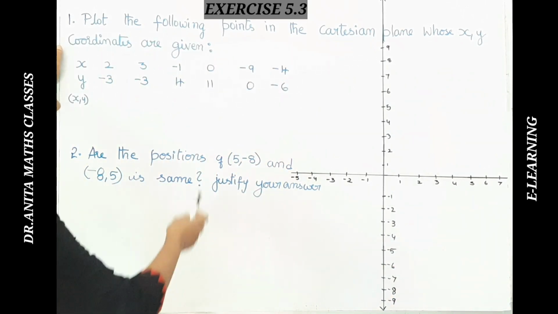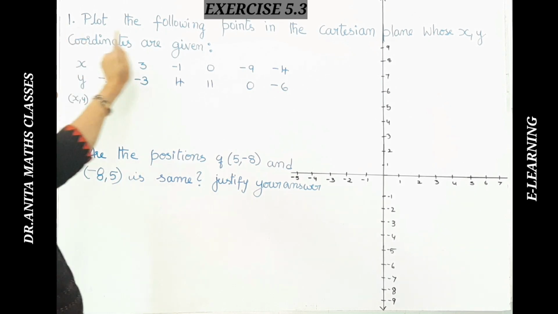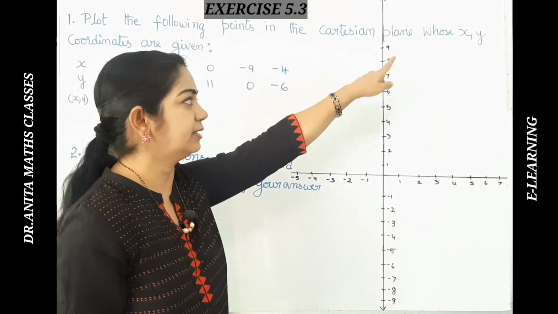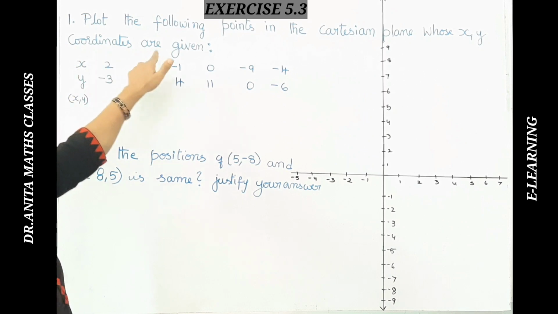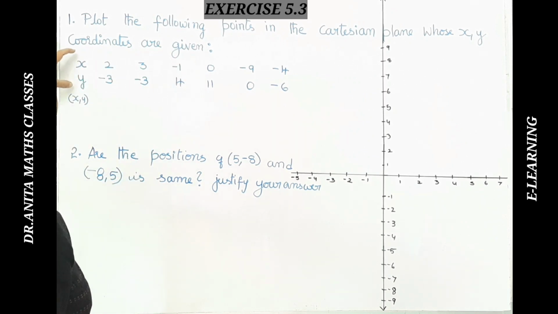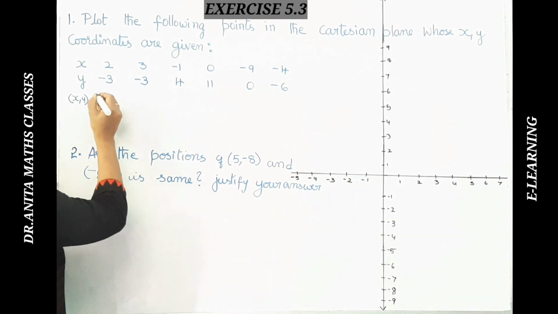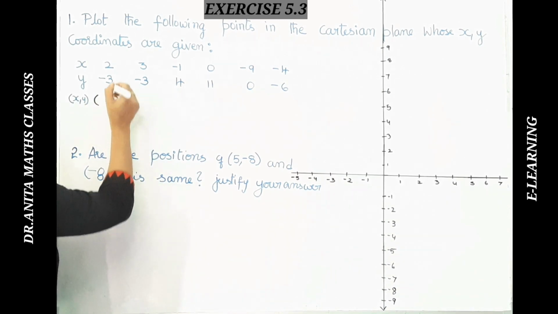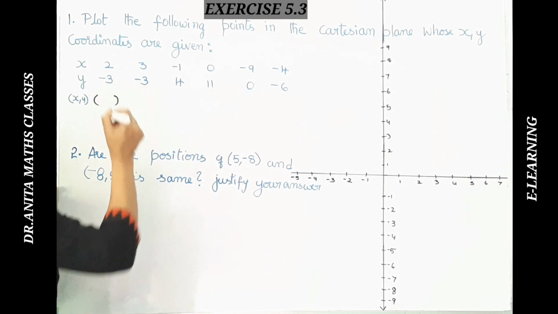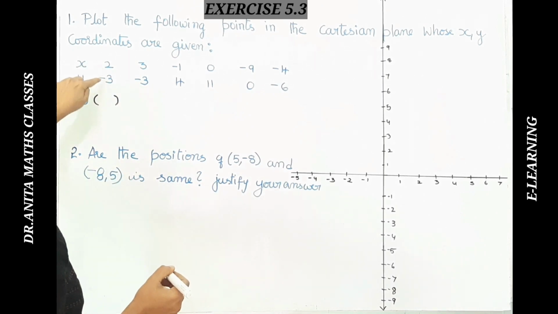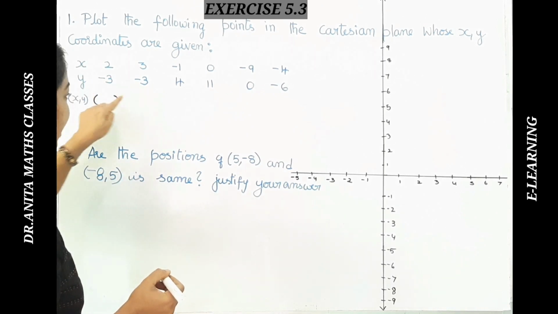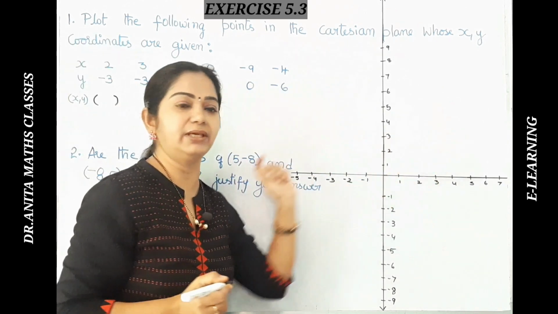In that I have noted down two problems here. Plot the following points in the Cartesian plane whose x and y coordinates are given below. They have given us the x coordinates and the y coordinates. Here, how do we get a point? We get a point with the x coordinate and the y coordinate, that is the abscissa and the ordinate. Yes, we will write the points, then we will plot on the graph.